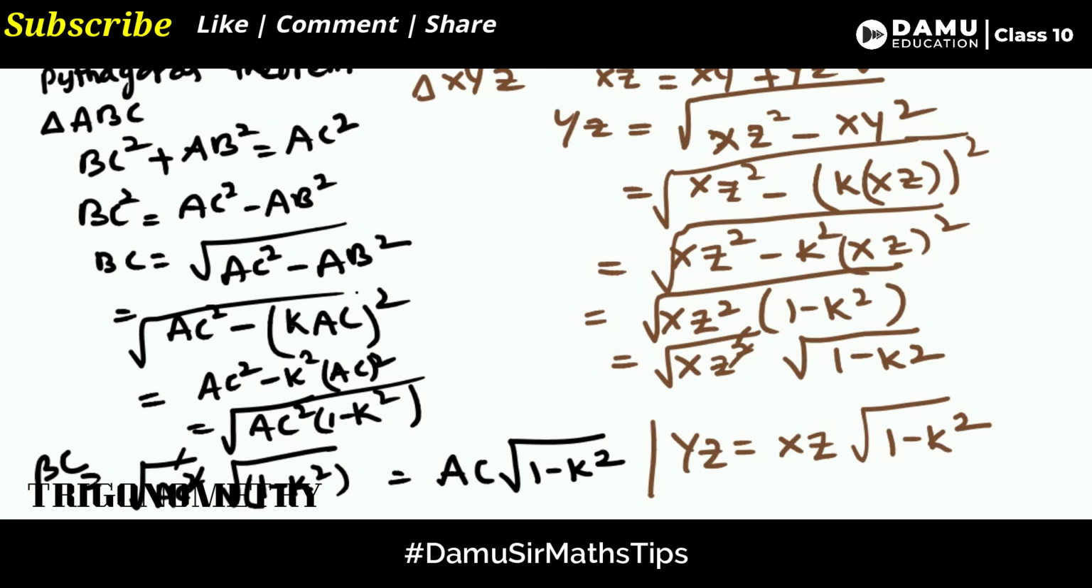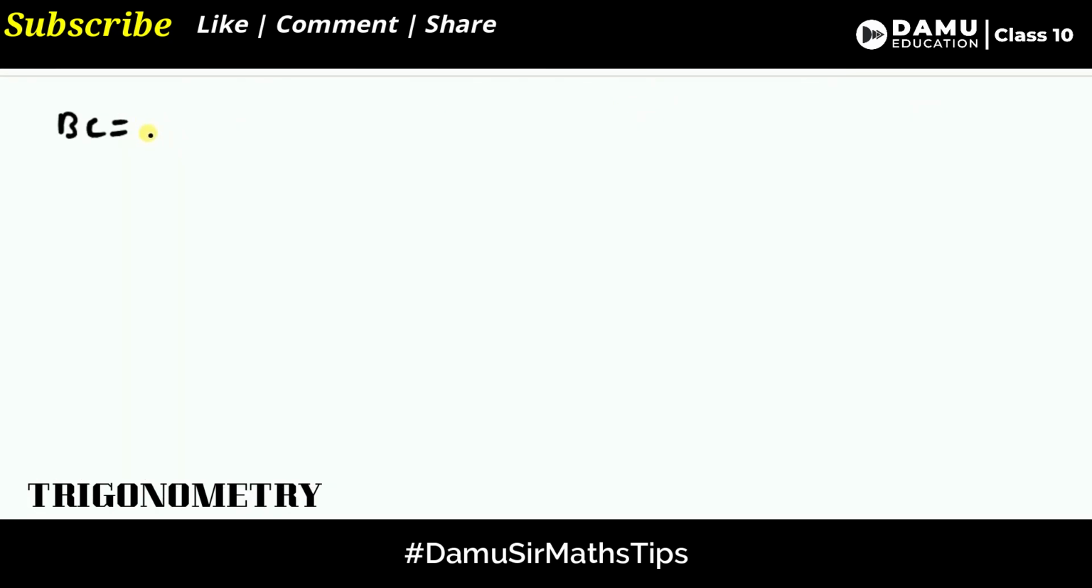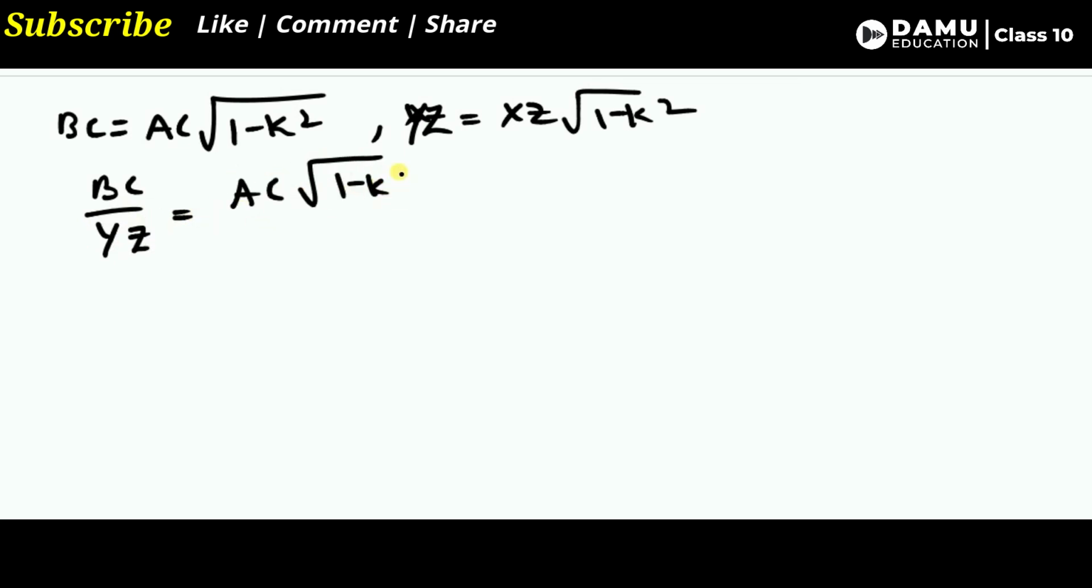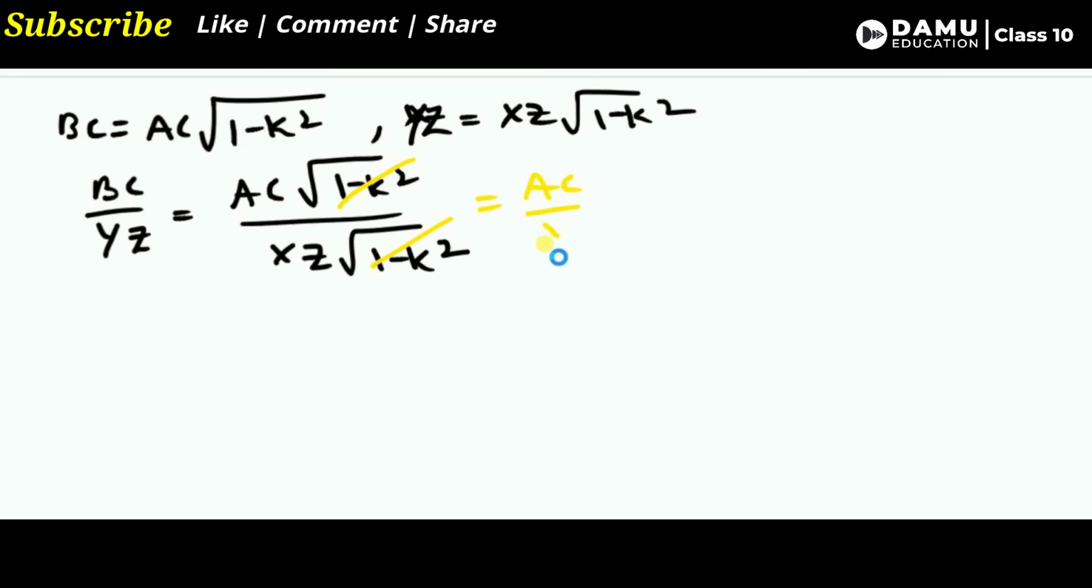So let's take the ratio of BC and YZ. BC is equal to AC into the square root of 1 minus k square, and YZ is equal to XZ into the square root of 1 minus k square. So BC by YZ will be equal to AC into the square root of 1 minus k square by XZ into the square root of 1 minus k square. These values will cancel, and we get AC by XZ.